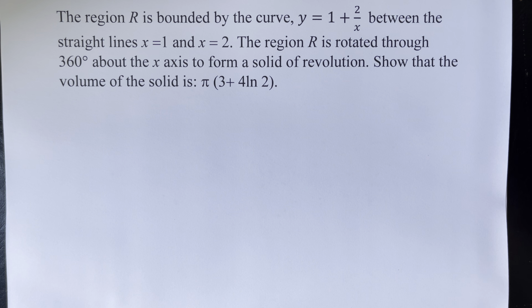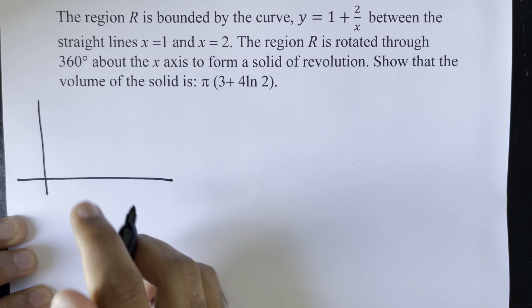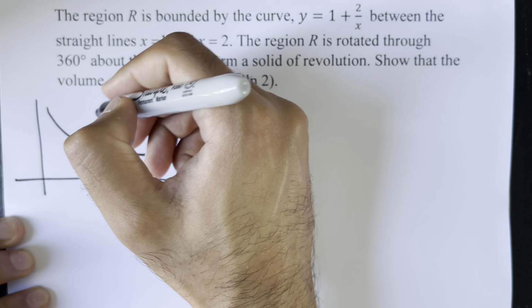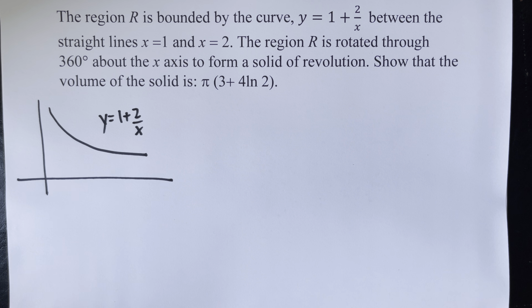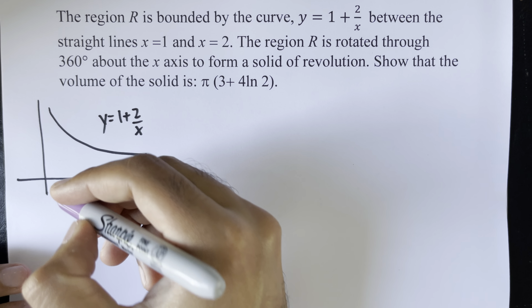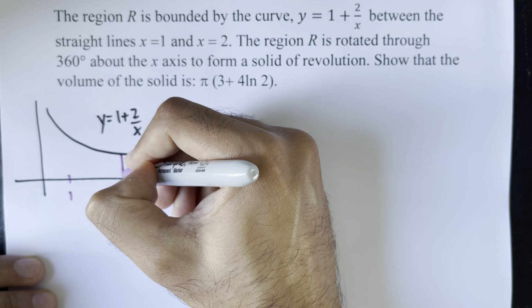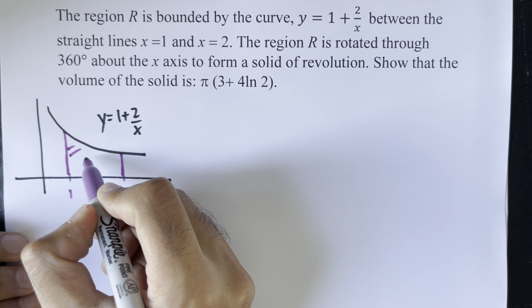Now, my approach to this would firstly be drawing the equation, and we know that it's going to be as follows. It's going to look something like this. And I'll write it in, y equals 1 plus 2 over x. And the limits are 1 and 2. And that is the region R.